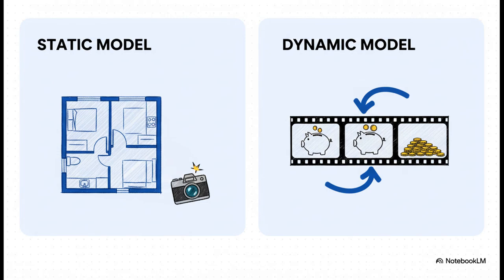Now, models come in a couple of different flavors. You've got your static model, which is like a photograph. It's a fixed snapshot in time, kind of like a floor plan for a room. Then you have the dynamic model, which is more like a movie. It evolves, it changes over time, just like your bank account balance does from one month to the next.